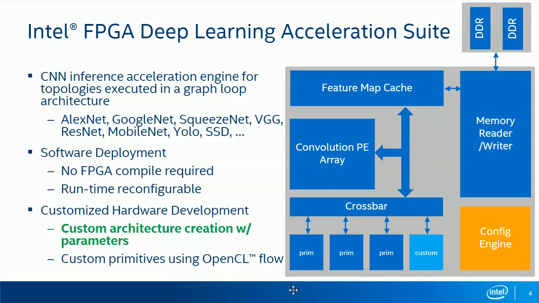The various pre-built images can support many different types of network, including those listed here, but if you need to, you can also customize. You can customize the architecture through the use of architecture parameters, which is the focus of this presentation, but you can also add custom primitives to the DLA crossbar by implementing custom kernels using OpenCL.